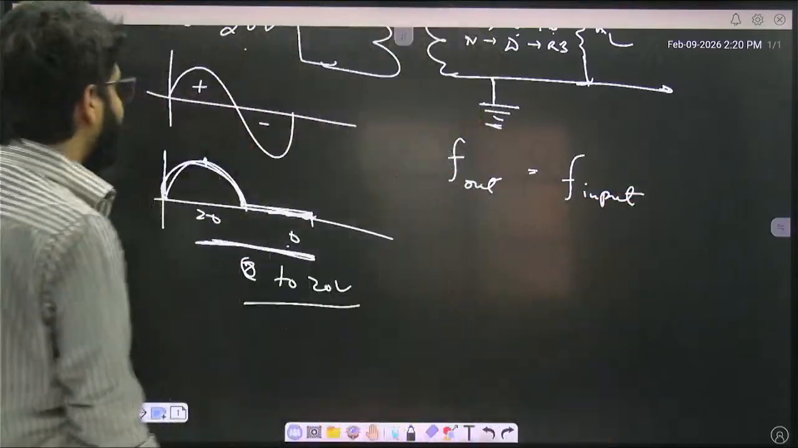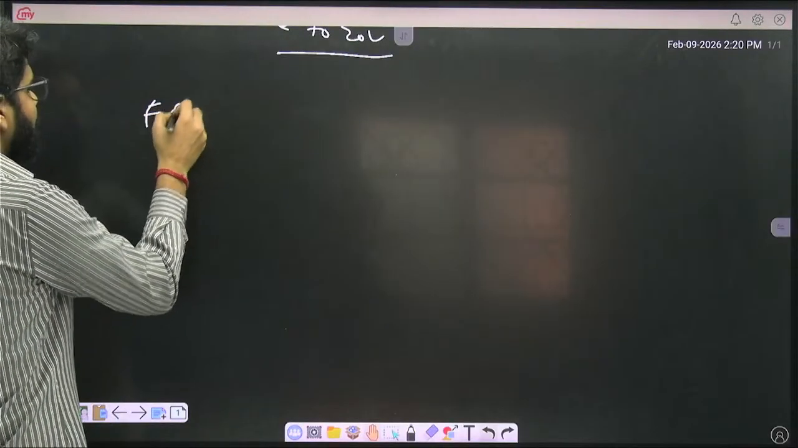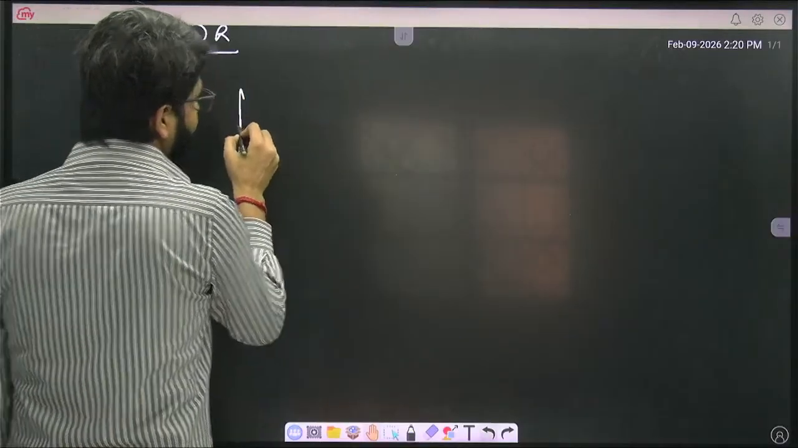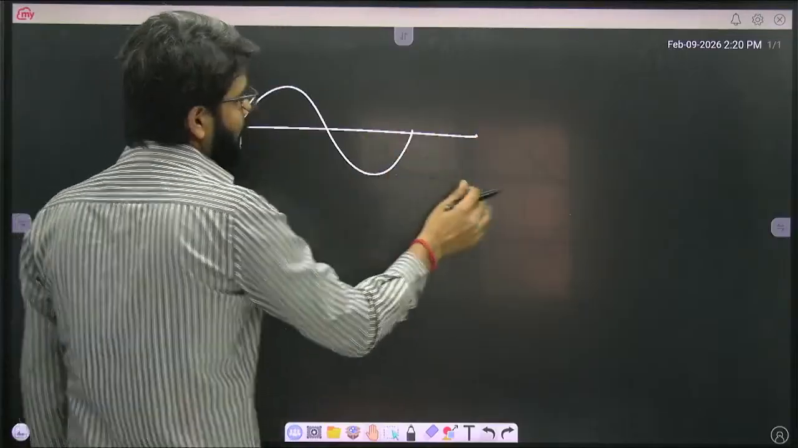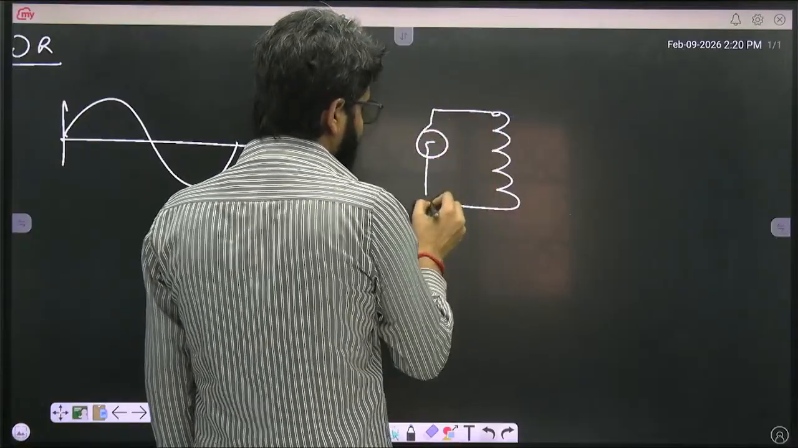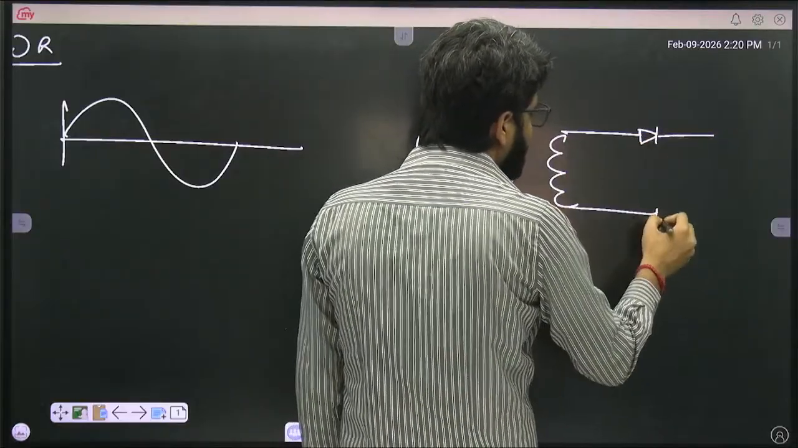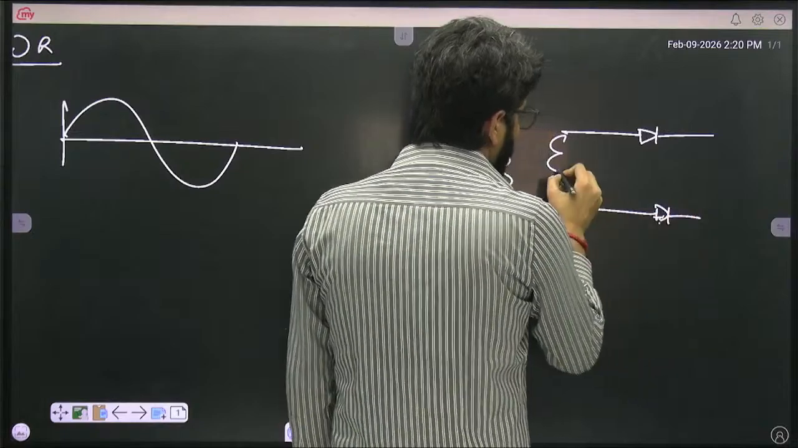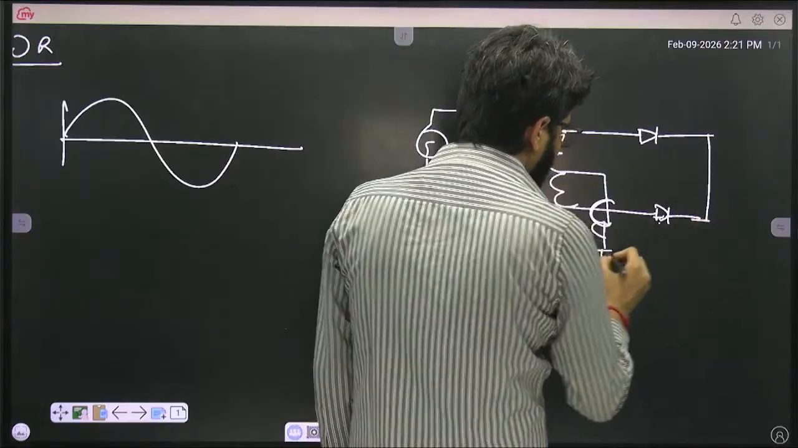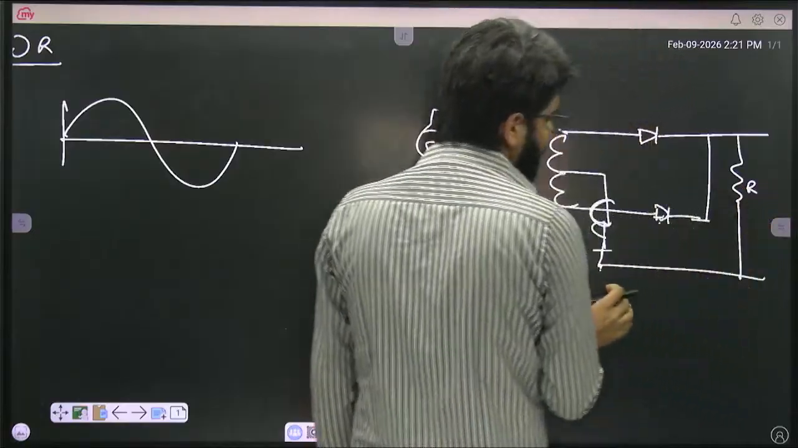Okay. Then another one is the full wave rectifier, FWR. So what is this full wave rectifier? Suppose this AC supply comes, and here you make a transformer like this, and you give an AC supply. Then two diodes are connected, and you center tap it from there and ground it. And now you have this load resistance, and this is how it works.